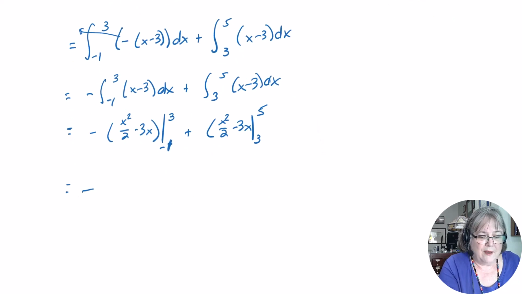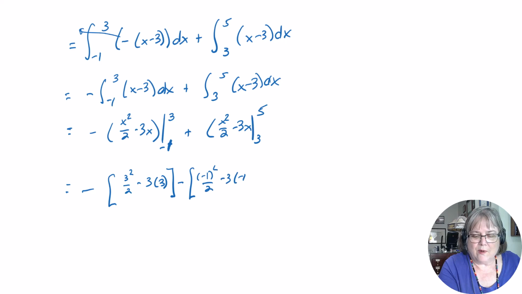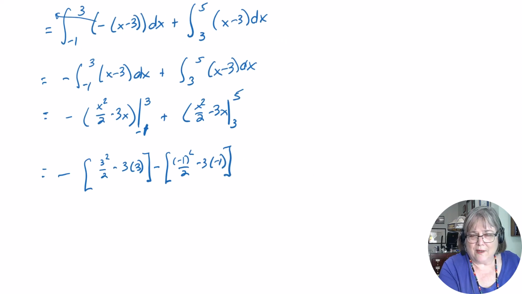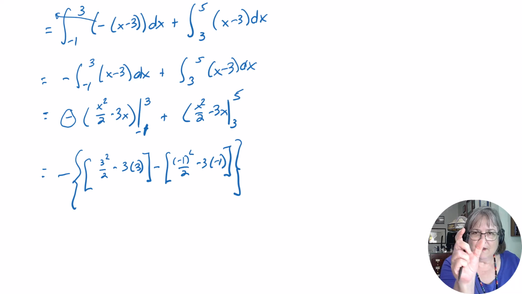So you would have the negative, I'll try to hurry this up a little bit, of 3 squared over 2 minus 3 times 3, minus -1 squared over 2 minus 3 times -1. Now, there's a lot of negatives going on in here, and you may already be wondering, are we losing one? Yes, we kind of are. This negative applies to all of that. It says the negative applies to the integral evaluated at 3 minus the integral evaluated at -1, plus.